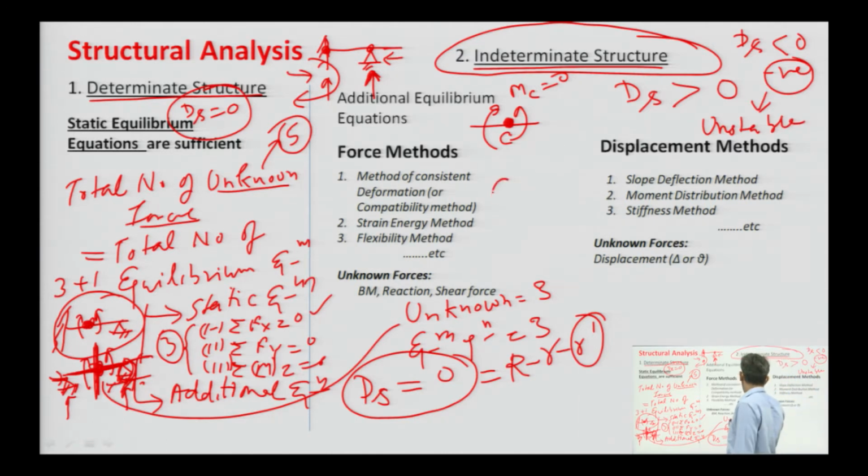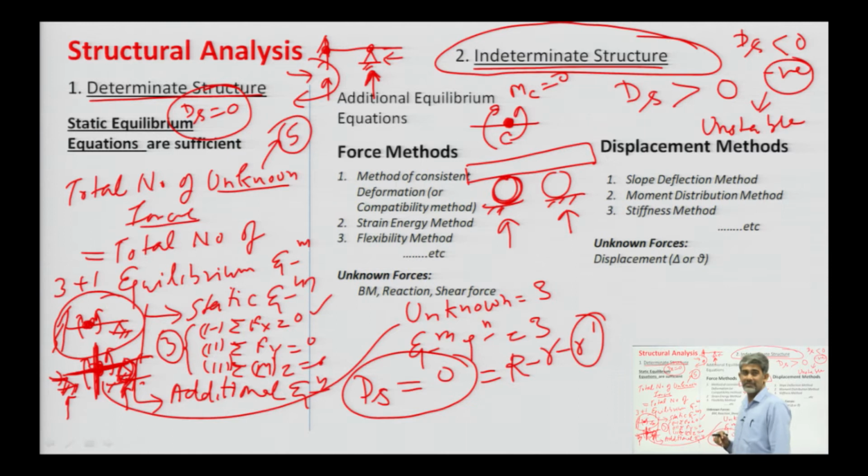Okay, let me give one example. Say this is the beam, supported on 2 rollers. So, how many unknowns are here? 2 unknown forces are here and the available equilibrium equations are 3. So, the value of ds in this case is -1, and if it is -1 then it will be unstable.